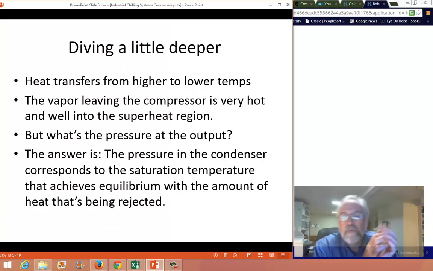Okay, so let's dive a little deeper. Let's look at what's going on in these condensers, and specifically the relationship between what's going on in the condenser and what's going on in the compressor, because that's the key to understanding energy efficiency in these systems.